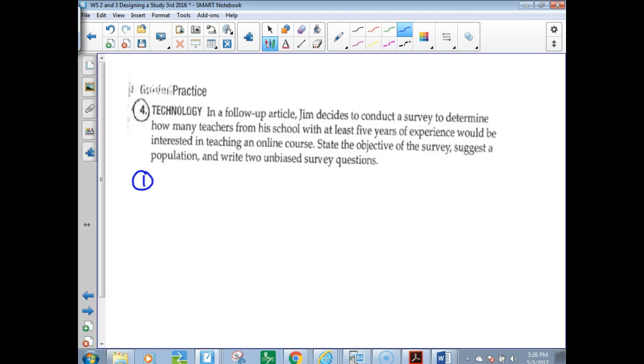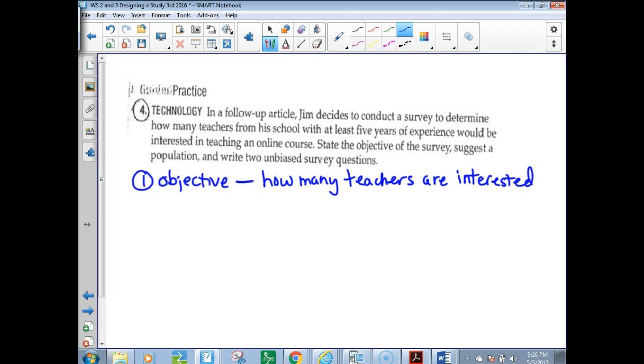So first, what's the objective? How many teachers are interested in teaching online? These are answers in your packet. You know we're on worksheet 3, right? All right, so that's your objective.